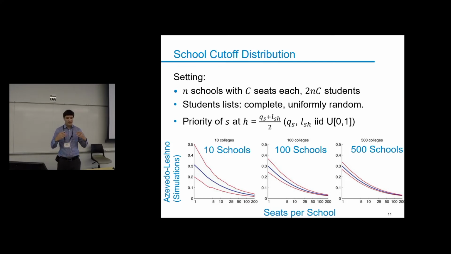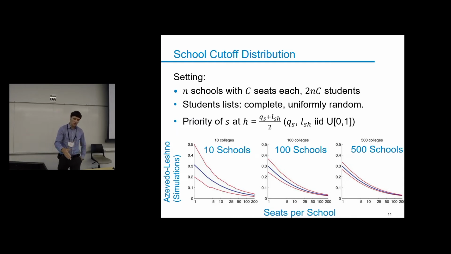So these are simulation results from the original Azevedo-Leshno continuum paper, where they simulated a market where schools have rankings of students that are correlated, but imperfectly so. So basically, there's a student quality, and their priority at each school is sort of an average of their quality and an idiosyncratic match term. And they simulate these markets, and they ask, in the random markets, what is the distribution of cutoff scores ex post? Okay?